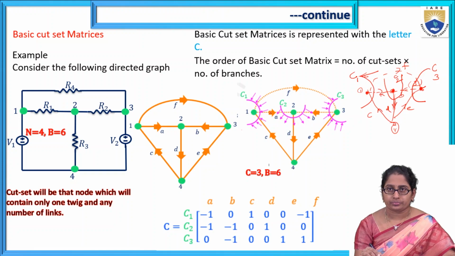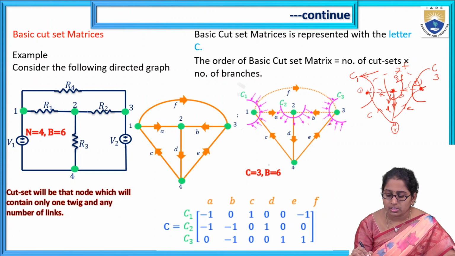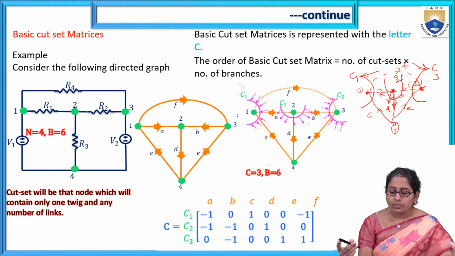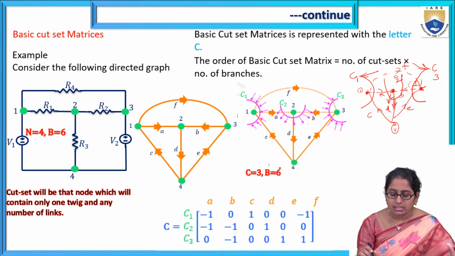So cut set C1 direction is taken like this. C2 direction I am taking down. You can take up also, that's not a problem, that's also right. So that's why the C2 direction is shown like this. Next, the C3 direction is taken like this. That is how the cut set directions are assumed, and now apply KCL here.